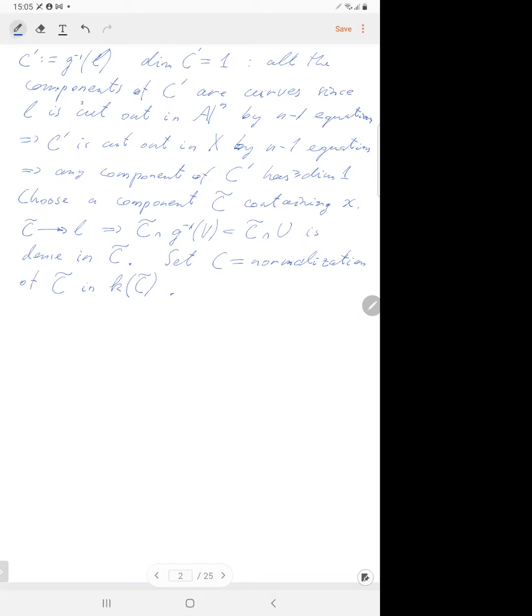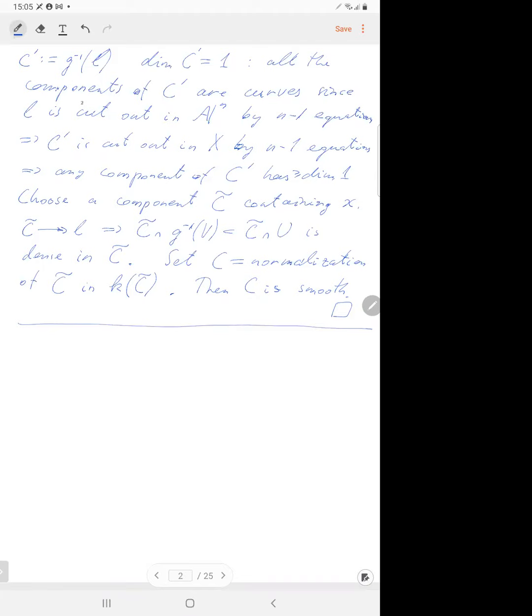Just by construction, it does not have any components that are vertical, so to say, that project onto points. All the components project onto the whole of L. So we take this normalization, then we know that it is smooth. And this is it. This is what we wanted, right? We wanted to construct a smooth curve, and we're done.